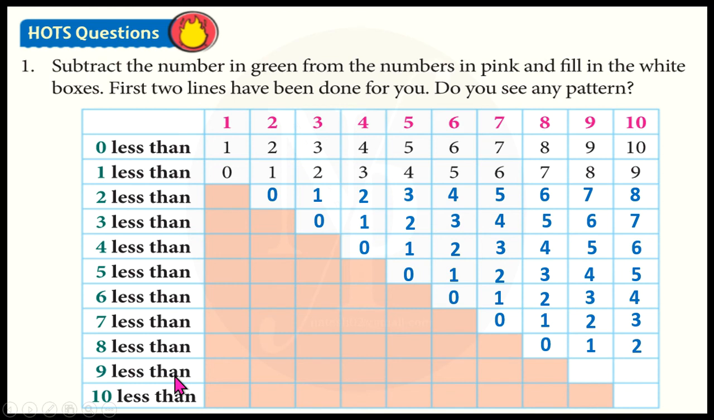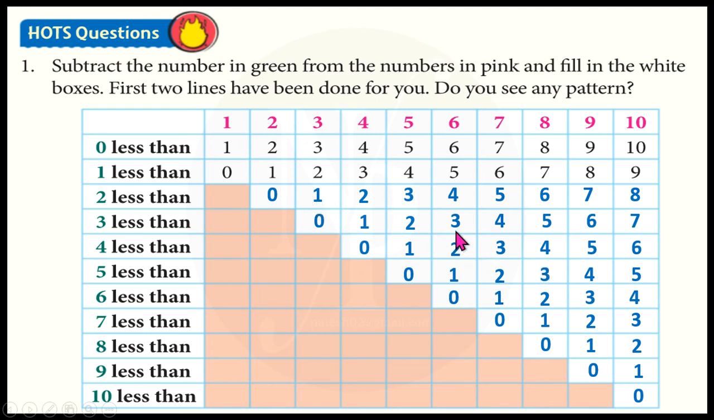Next we have 9 less than. That means subtract 9 from this number 9. That is 9 minus 9 is 0. We write 0 here. And 9 less than 10 is 1. So finally we have 10 less than 10. Subtracting 10 from 10 we get 0. So we have filled all these empty boxes.